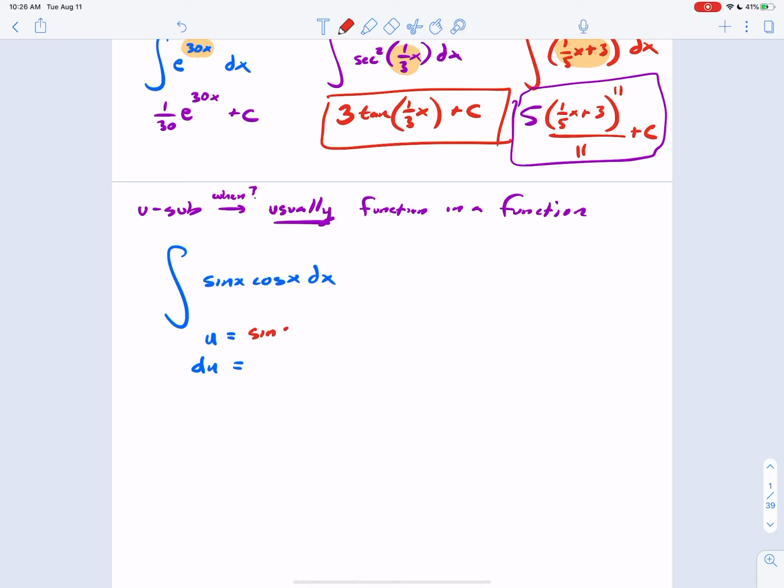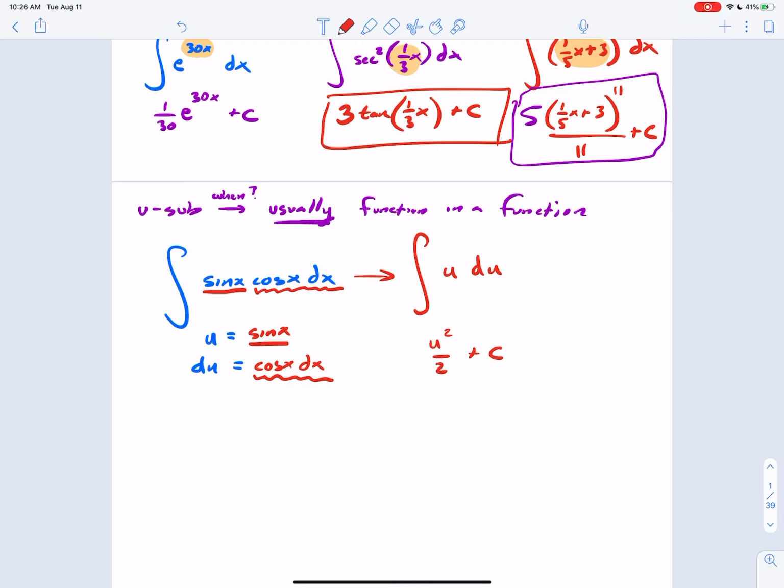If I let U be sine x, if I take the derivative of U, I will get cosine x dx, which if you notice is a perfect fit right there. We have everything covered. So the integral of sine x, I'll replace it with u, and the integral of cosine x dx, I'll replace it with the du. So it makes it a lot easier, right? So the integral of u is just u squared over 2 plus the c. And then you replace your u back in there. Sine x squared over 2 plus the c. That's probably the most popular form. You may see other ones, but I'm not too worried about it, okay?